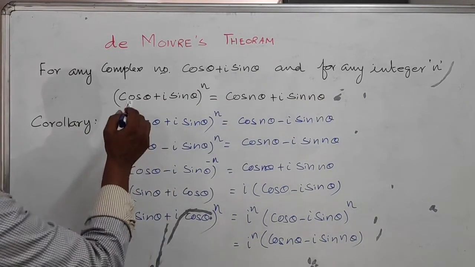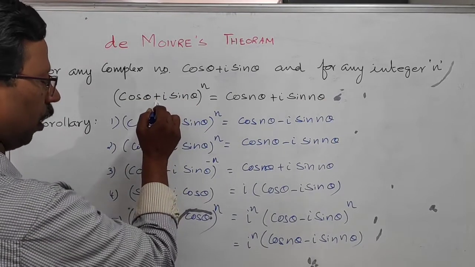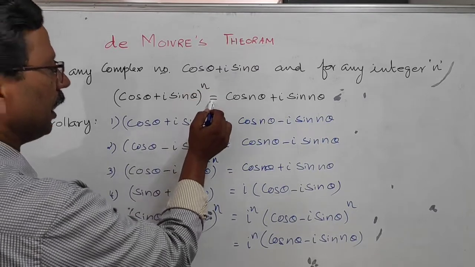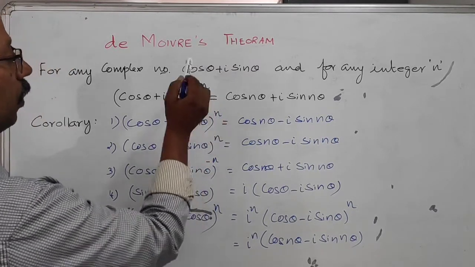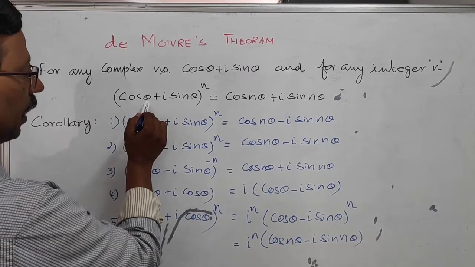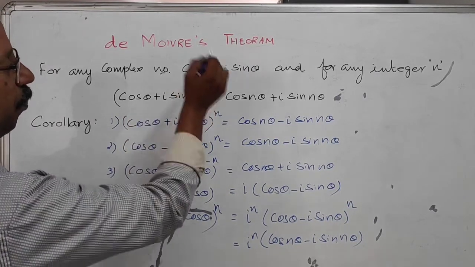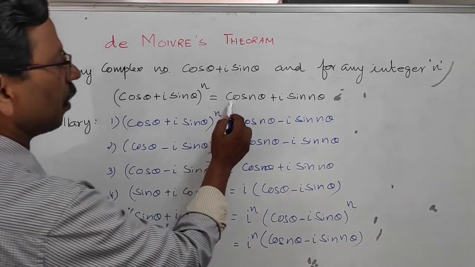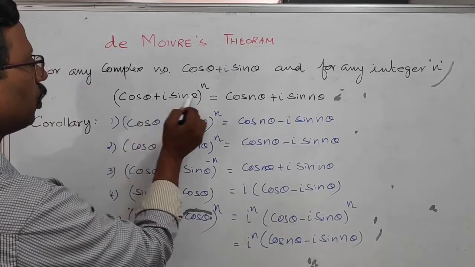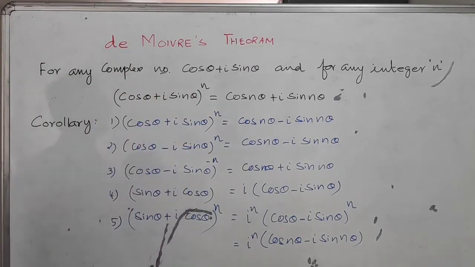That is, if any complex number is in the polar form and I want to raise it to the power n, it is equivalent to multiplying the argument theta with its power, with its index. This cos n theta plus i sin n theta, multiplying n with these two arguments. This is what De Moivre's theorem is.